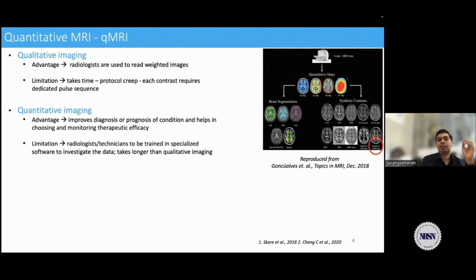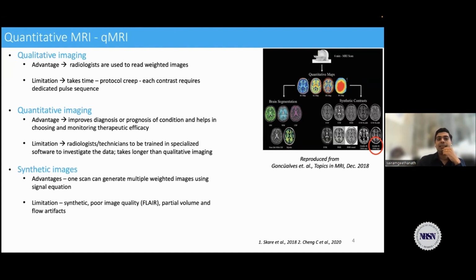As an example, if qualitative imaging is analogous to saying that a car is going fast, quantitative imaging is saying that the car is going at 85 kilometers per hour. The limitation, however, is there needs to be significant training to investigate the data, and it usually takes longer than qualitative imaging, which in itself is slower compared to other whole body imaging modalities like computed tomography and PET.